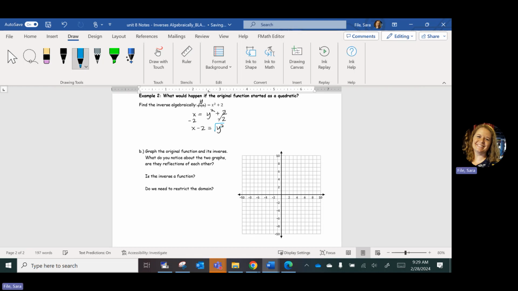So when I take the square root as a step in solving, what we have gotten drilled in our heads, what we've been saying all year, is when you take the square root, don't forget your plus or minus. Okay, when you take the square root as a step in solving, you put the plus or minus. So we have plus or minus the square root of x minus 2, and that's what equals y. And again, when I write that in the proper inverse form, f inverse of x is the positive or negative square root of x minus 2.